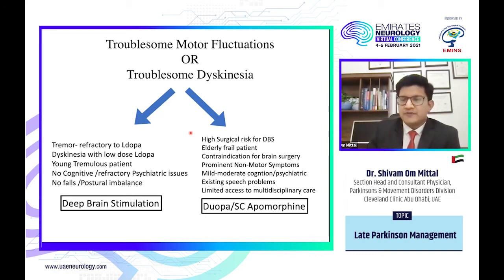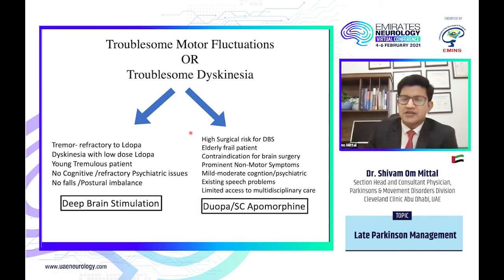Duopa pump, apomorphine pump, mostly elderly, frail patients who cannot get DBS surgeries, and it works very well. I would say that apomorphine pump and Duopa pump are excellent treatment options for the patients who cannot get DBS. And mostly it gets difficult when you tell the patient about the PEG tube and the PEG-J insertion. They get a bit anxious because no one wants a tube or a gastrostomy.